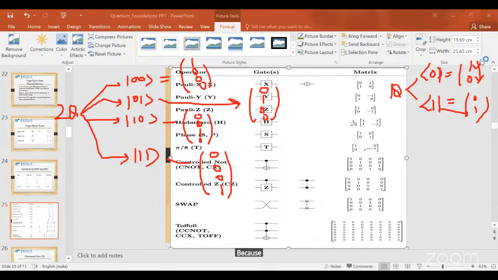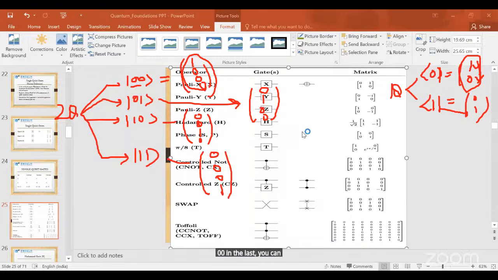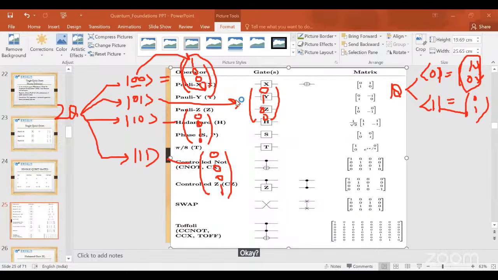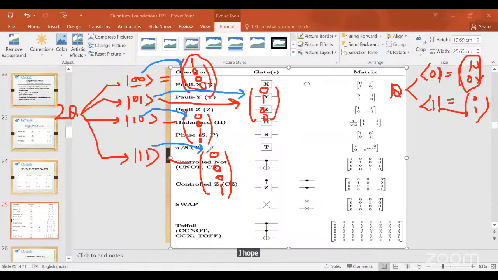Because here there are 2 states, here there will be 4 states. Just blindly you can write the 4 states, and in the last you can write a 1, and 0, 0, in the last you can write a 0. So these are the input matrices of these states. This one belongs to this one, this belongs to this one. I hope everything is clear here.